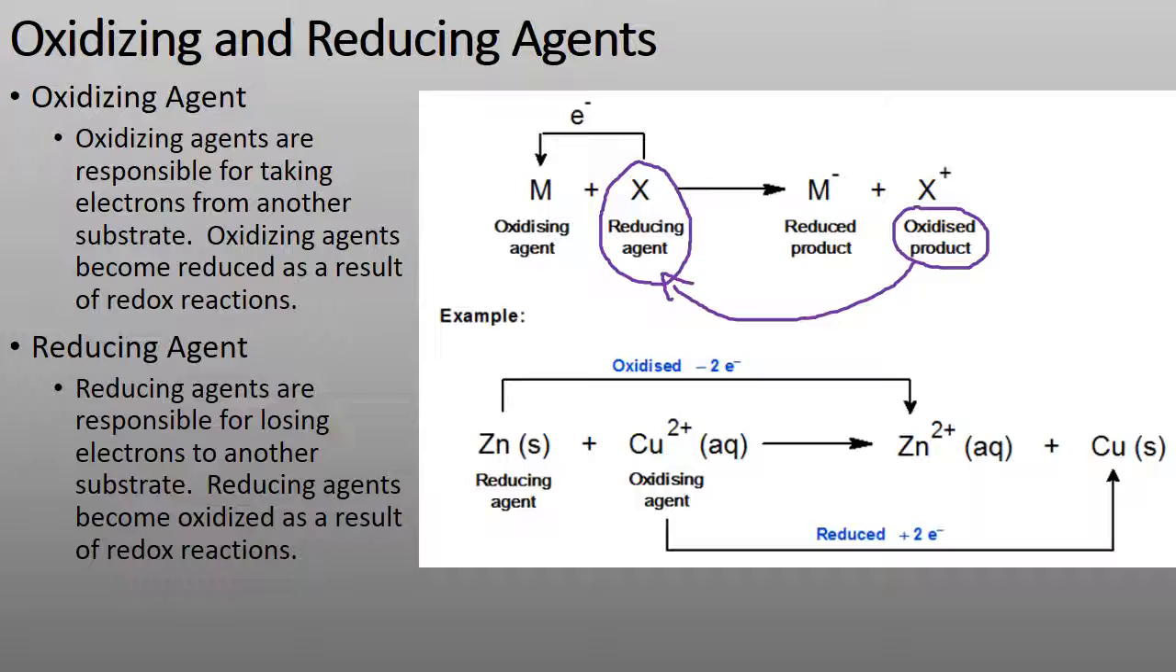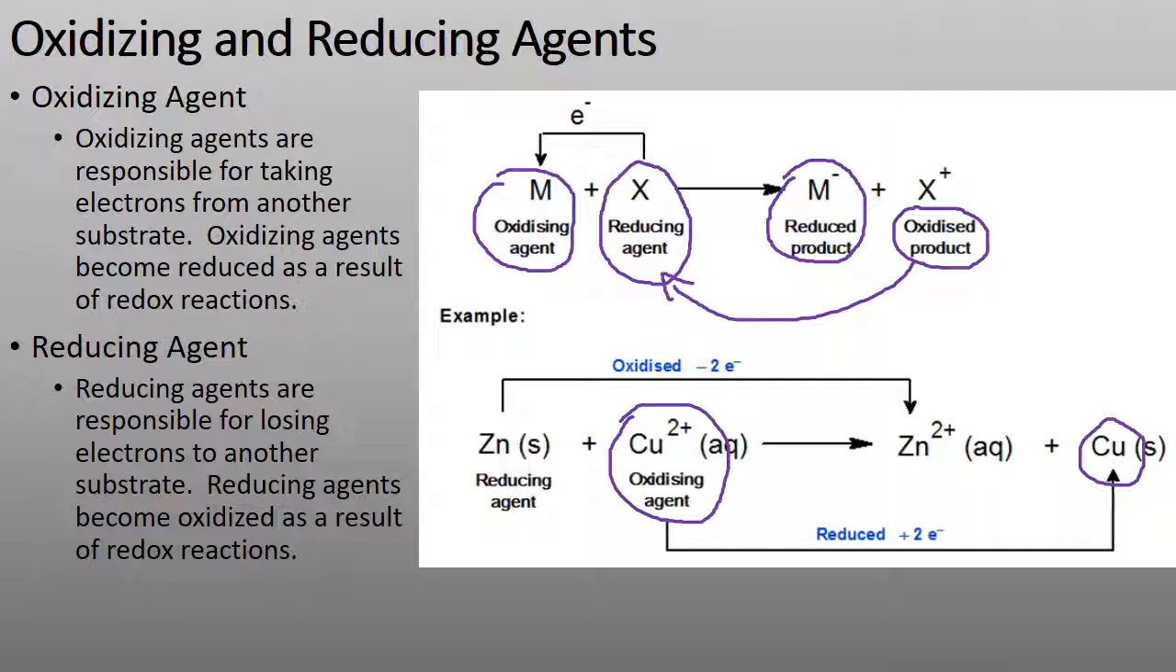And again, the reduced product, or the molecule in the products that has been reduced, acts as the oxidizing agent in the reactants. The oxidizing agent is responsible for taking the electrons from another substrate. In the example here, we see that copper will gain electrons, so copper is reduced. Because copper is reduced in the products, it acts as the oxidizing agent. It will take electrons from zinc. Zinc here is considered to be the reducing agent because it loses electrons and becomes oxidized in the products. So zinc reduces copper.